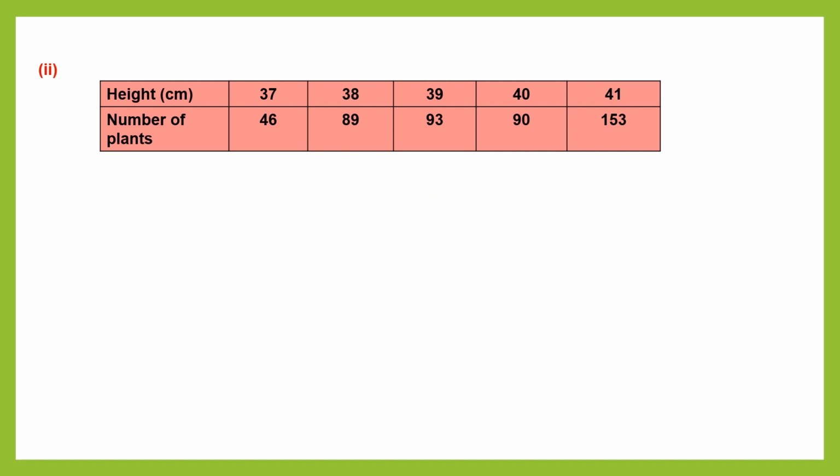Next, here we have again a table. Now this will be all the terms and this is the frequency. The number 37 has occurred 46 times. That means there are 46 plants with height 37 centimeters. There are 89 plants with height 38 centimeters. 93 plants with height 39 centimeters and so on.